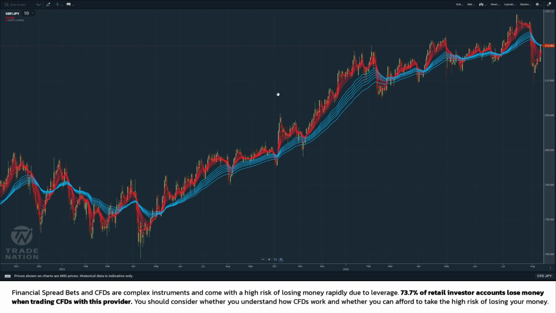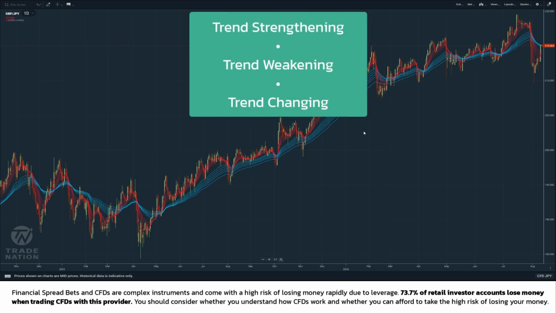The key is to look beyond a single crossover. The direction, spacing, and interaction between the two groups provide the broader picture, helping you assess whether a trend is strengthening, weakening, or beginning to change.